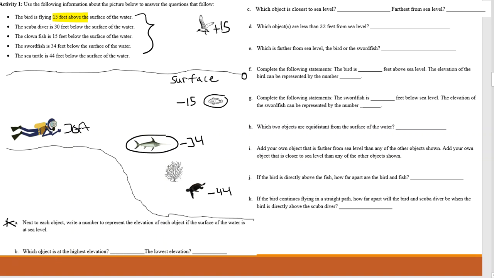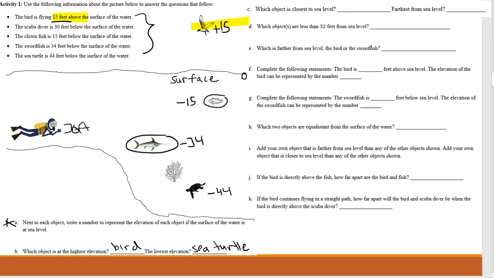For B, it says which object is at the highest elevation. And for that one, you should have said the bird. The bird is out of the water, okay? It's at the highest elevation. It is flying 15 feet above the surface of the water. The lowest elevation would be the sea turtle at negative 44. Which object is closest to sea level?